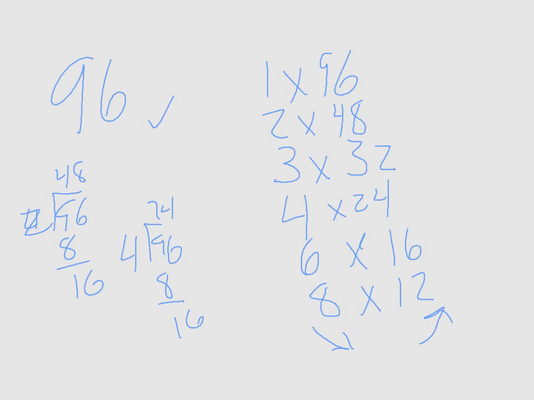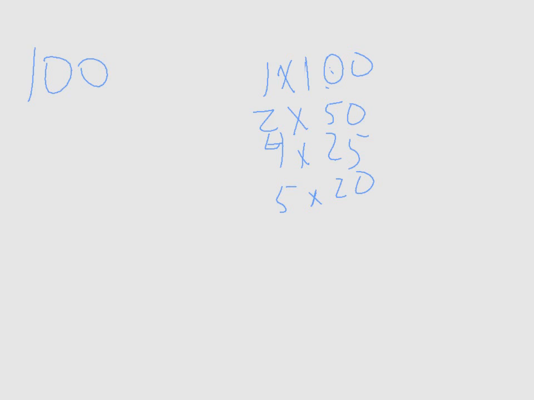Alright, so then what we're going to do is we're going to practice what they're looking for us to do with the next one, 100. And now instead of just writing them as factor pairs, I'm going to list them. So I have 1 times 100. So 1 times 100, 2 times 50, not divisible by 3, 4 times 25, 5 times 20, not divisible by 6, not divisible by 7, not divisible by 8, 9, and then 10 times 10.